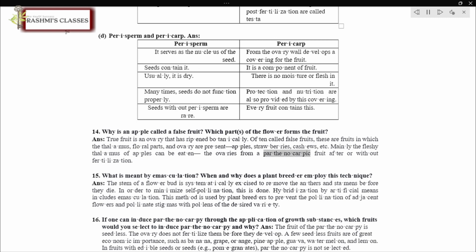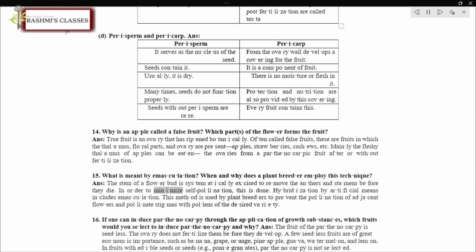The ovaries form a parthenocarpic fruit without fertilization. What is meant by emasculation? When and why does a plant breeder employ this technique? Ans. The anthers and stamens of a flower bud are systematically excised before they dehisce.